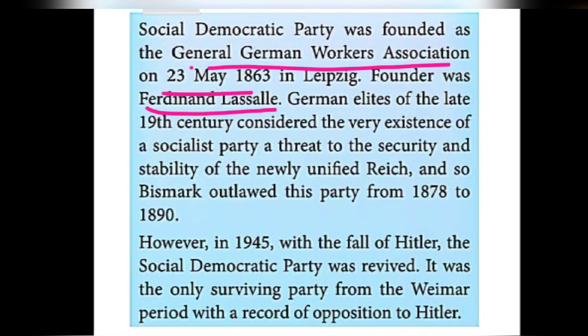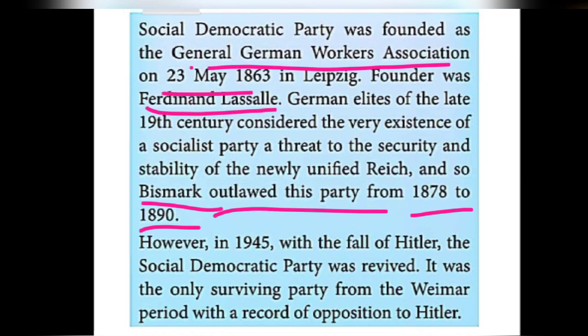Here, one word is there, children. In between, under Bismarck, from 1878 to 1890, this party was considered an outlawed party, totally cancelled by whom? Bismarck, the Iron Man of Germany. Who was the Iron Man of Germany? Bismarck. Yes, in the years 1878 to 1890, because of Bismarck only, this party was outlawed.